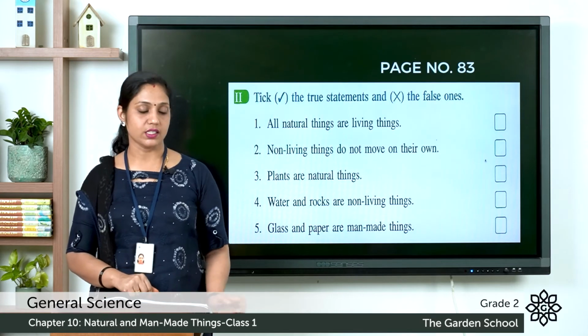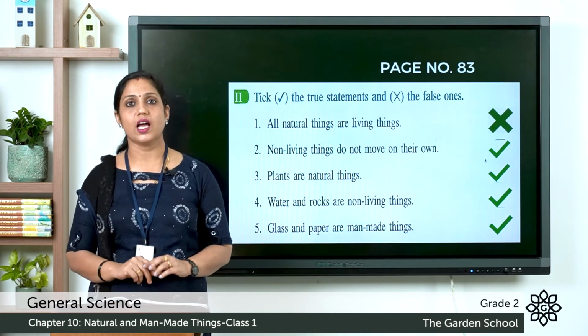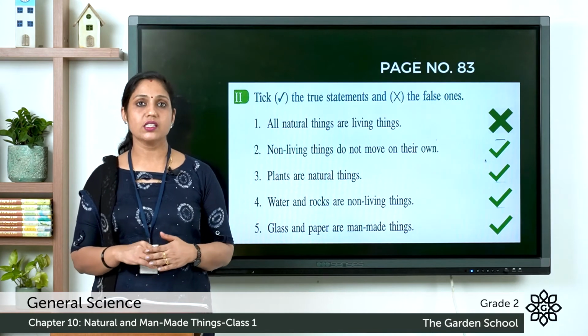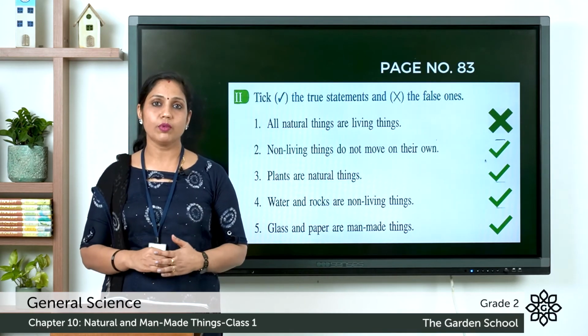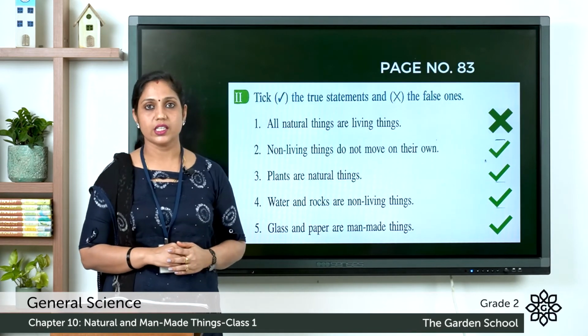So let's check the answers. The first one, all natural things are living things. The sentence is wrong because some non-living things are also natural things. So you can cross there near the first sentence.